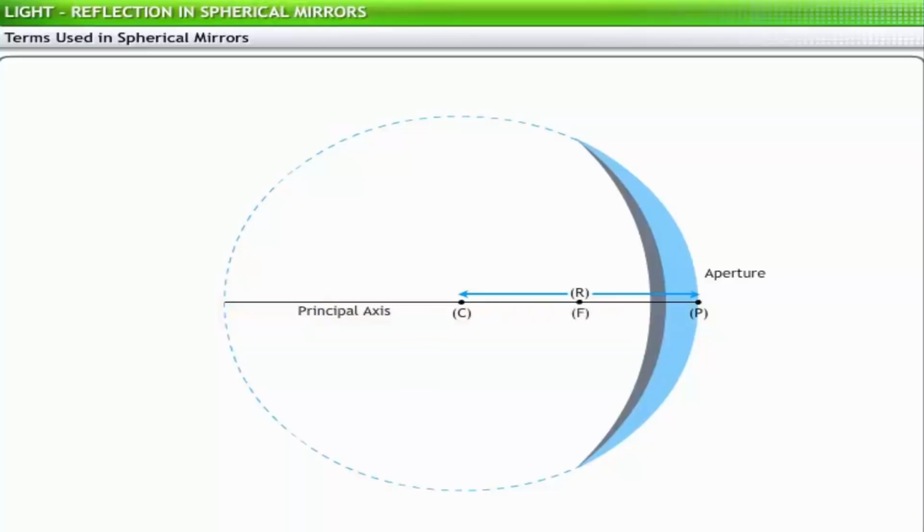Principal focus, F, is a point on the principal axis. This is the point where the rays in the reflected beam, formed from the incident beam parallel to the principal axis, converge. Focal length, f, is the distance of the principal focus from the pole of the mirror.